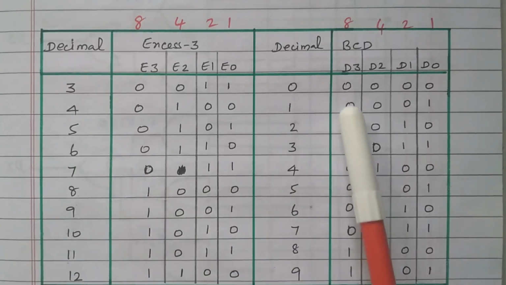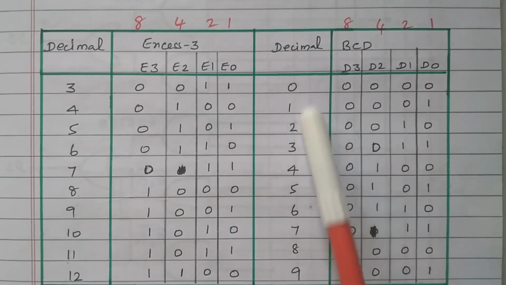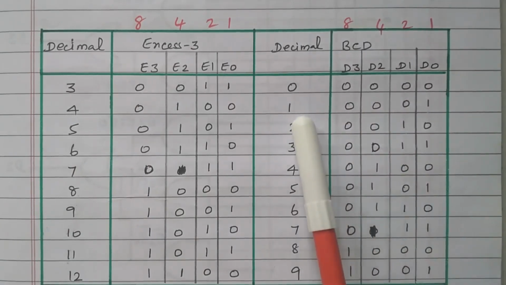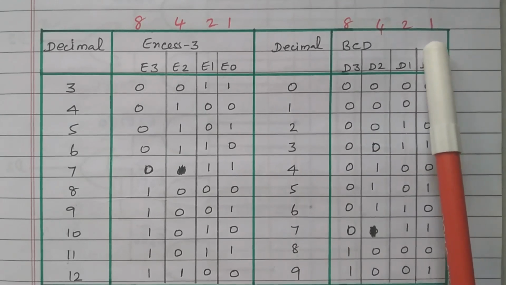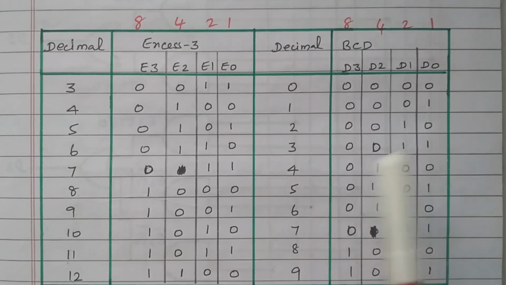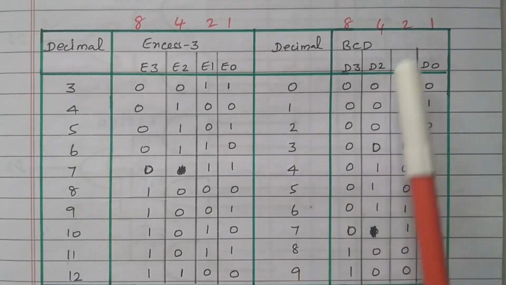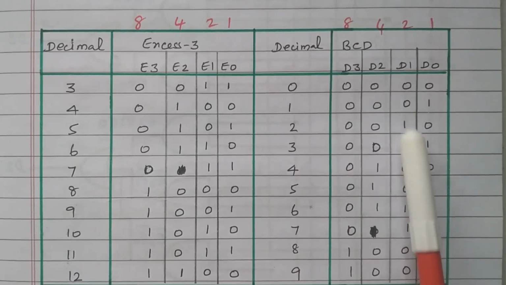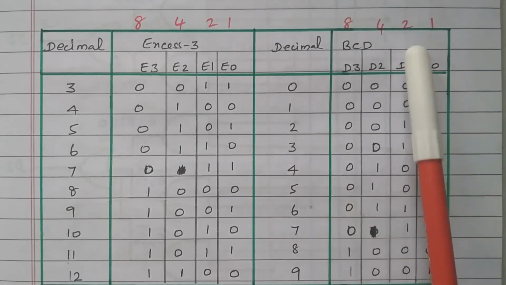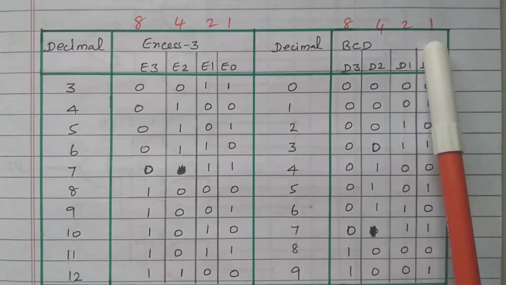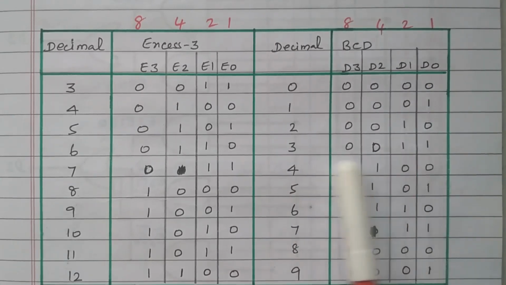The same thing is followed here also for 0 to 9. Right? 0 means all are 0. How will you represent 1? The fourth digit is 1, so by making the fourth digit 1, we get the value of 1. Then how will you get 2? The third digit is 2, so we make it 1 and we get 2. 3, how will you get 3? Third and fourth digits, 2 plus 1, 3. So we make the third and fourth digits 1, and we get 3.